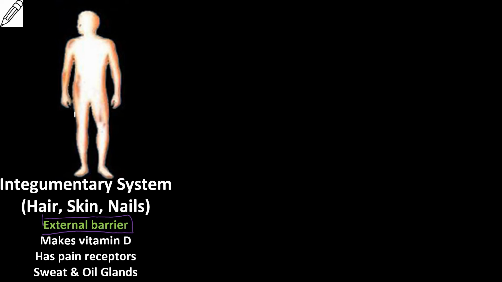It separates your insides from the outer environment. It helps to make vitamin D from the sun. It has sweat and oil glands. And it also has pain receptors. And yeah, pain's kind of important. It tells your body not to keep doing something because it's painful or it could be dangerous. Okay, and again, that's the integumentary system. I want you to just think of skin.